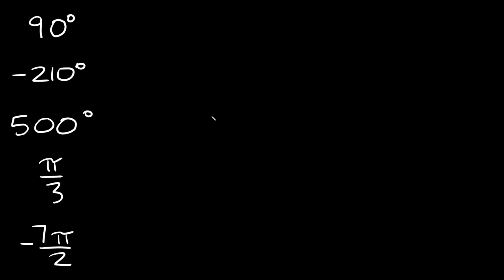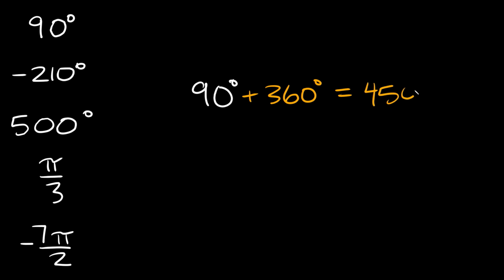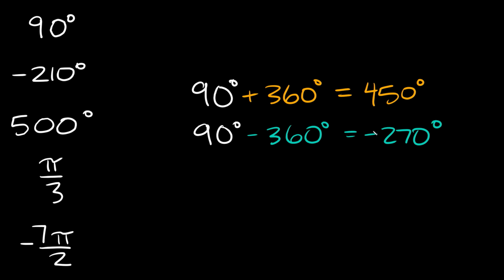All right, so in order to find, first of all, a positive coterminal angle, all you have to do is add 360 degrees, right? So 90 plus 360, that's equal to 450 degrees, right? Now, in order to find a negative coterminal angle, all you have to do is subtract 360 degrees, right? So 90 minus 360 is equal to negative 270 degrees, all right? Why does that work? Why is that the case?